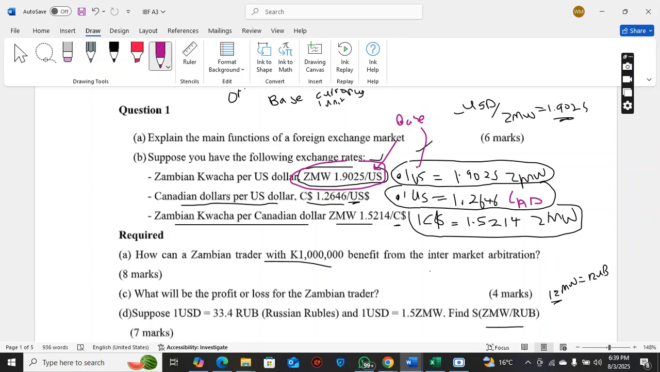Even here, where we say $1 equals 1.9025, US dollar is the base currency. Even here, where we say USD over ZMW, US dollar is the base currency. The base currency is just the currency where you have 1 unit. Any questions on that?